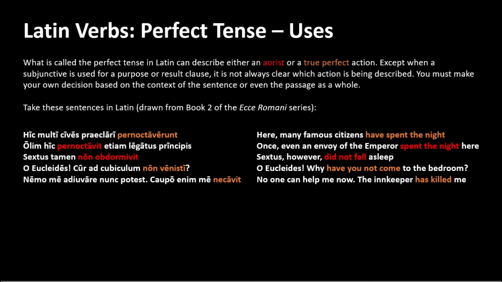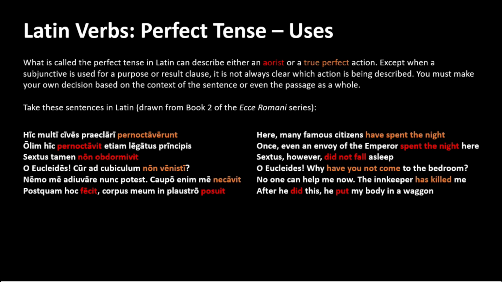Again in the book, this sentence is given in quotation marks. Nemo me adjuvare nunc potest, caupo enim mene cavit. No one can help me now, for the innkeeper has killed me. This is the spirit of a dead man appearing to his friend. The innkeeper has killed him. The innkeeper has just killed him. The act of killing was very close to the present, and so for this reason the true perfect is used.